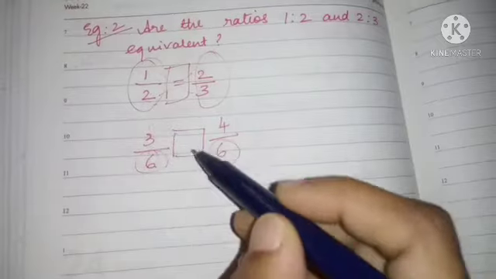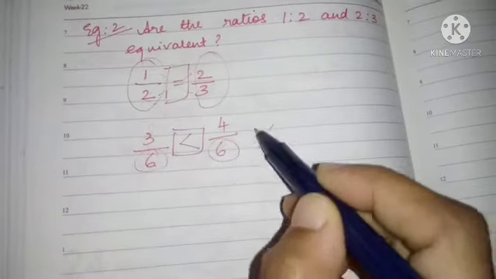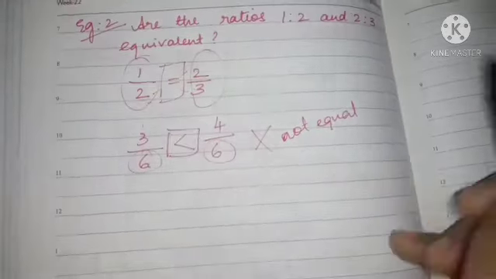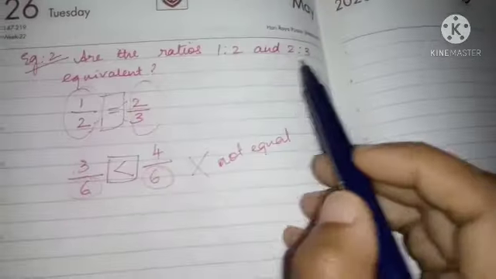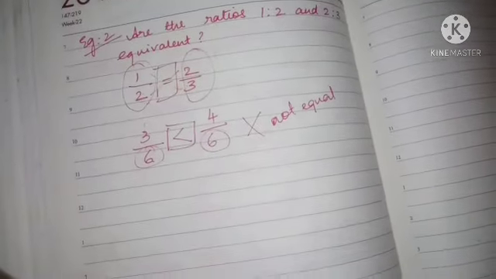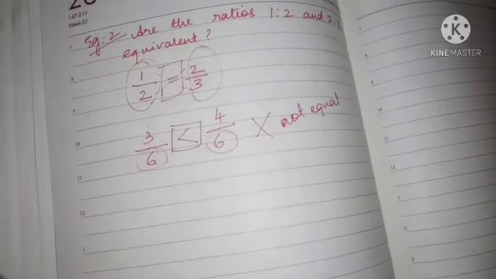3 is smaller than 4, so they are not equal. They are not equivalent fractions. So the ratios 1 is to 2 and 2 is to 3 are not equivalent. Okay. Next, there is example number 3.